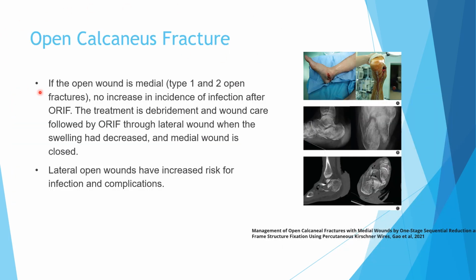So what to do with an open calcaneus fracture? It depends basically on the side of the affection. If it's on the medial side, and if it's type 1 or type 2, surgical reconstruction can be done. Remember, we always go on the lateral side in the vast majority of cases. If the open fracture is on the lateral side, in this case, there is an increased risk of infection or complication. Most people in this case will do just debridement, and then once the wound is healed and the fracture is healed, osteotomy or fusion can be done.